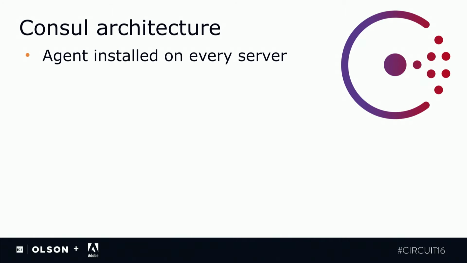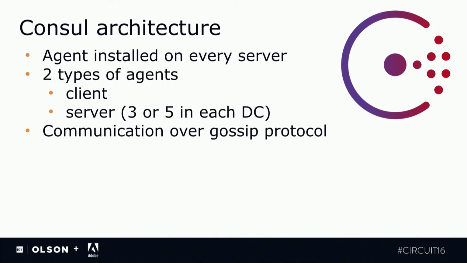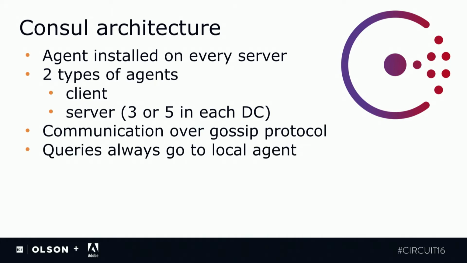The architecture under the hood is based on agents. You have 2 types of agents. You have client or a server. And for consistency reasons, you have to have an odd number of servers, so like 1, 3, 5, 7, whatever. And it communicates over the gossip protocol, so you don't have to have a full mesh between all the nodes. As long as there's a path from one end to the other, that's just fine.